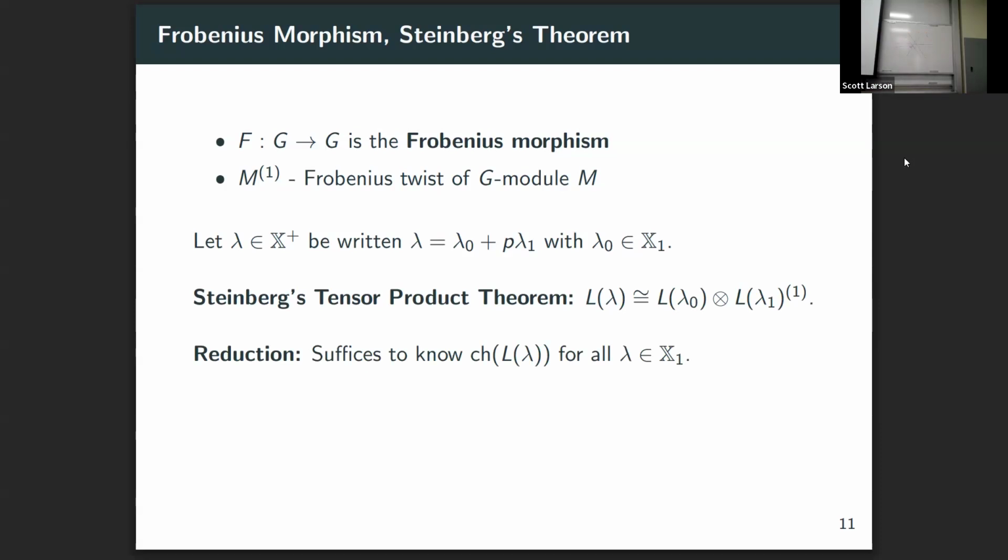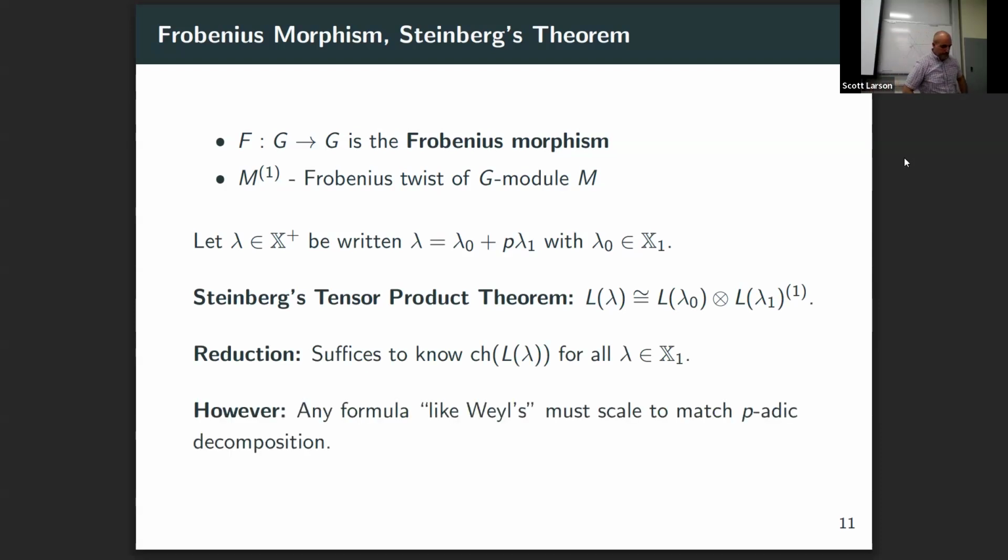So that's a reduction. I would argue that that also poses maybe a challenge, or it says that whatever formula you have has got to scale according to this thing. So if you have a formula that's going to compute characters or dimensions of simple modules, if it's going to work for all weights, it's going to have to scale. If you cap it at the p-restricted region because of this reduction, it's a little bit awkward to cap something at the p-restricted region. So this is both a help, but it also says there's a wrinkle in your formulas you've got to account for. All right.